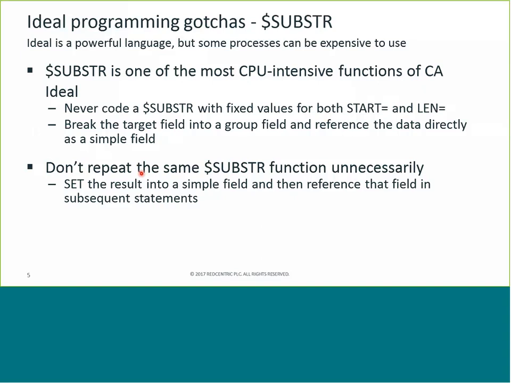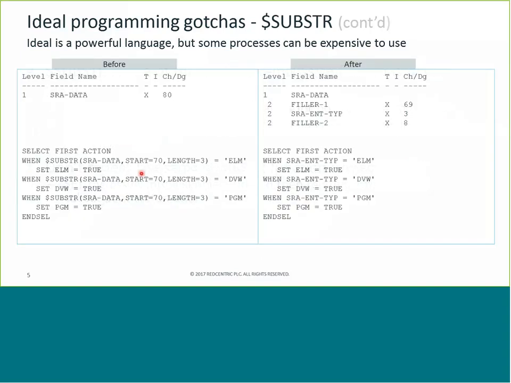Otherwise, it's going to recalculate that substring each time you execute it. Unlike things like COBOL with the optimizer, where it will optimize the code to a certain extent and eliminate that duplicate processing, it won't in ideal. So it's up to you to do that in your programs. So let's look at an example of one of these.